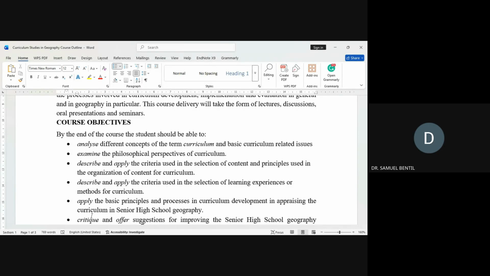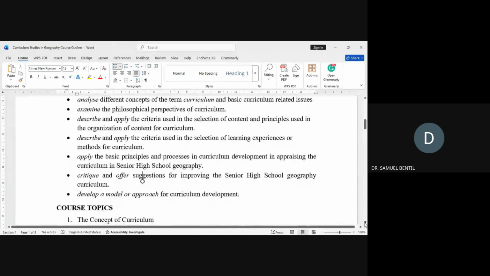Likewise, learning experiences, and also applying the various principles and processes in developing a curriculum for a school or an institution, and also doing a synopsis of the current standard-based geography curriculum that we have at the senior high school level. So these are the content topics.